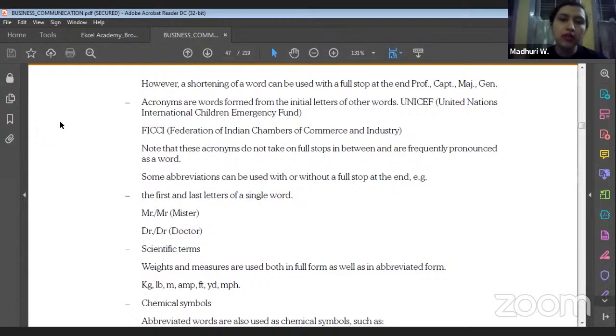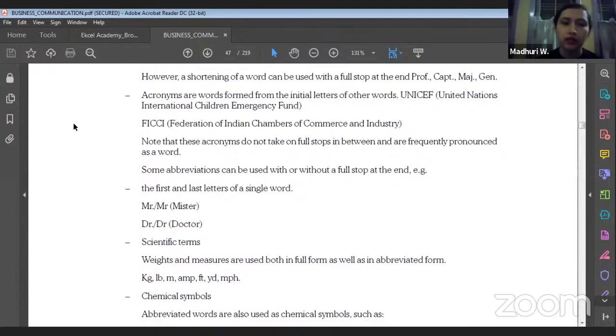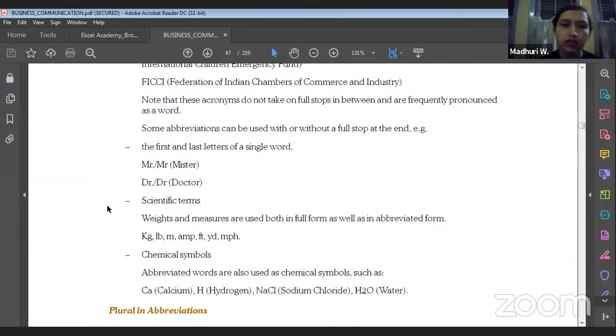Then acronyms could also include words like UNICEF, which is the United Nations International Children's Emergency Fund. Then FICCI stands for the Federation of Indian Chambers of Commerce and Industry. Then we can see it also for Mr., like MR, Dr., DR, and scientific terms like KG, pound, right? That's written as LB, meter, amp, that's ampere, feet, FT, yard is YD, and miles per hour is MPH. Chemical symbols like Ca, that's calcium, H is hydrogen, NaCl is sodium chloride, H2O is water.